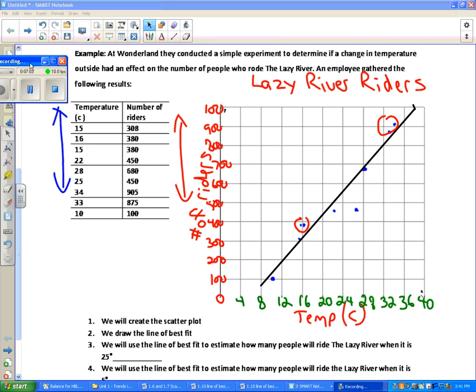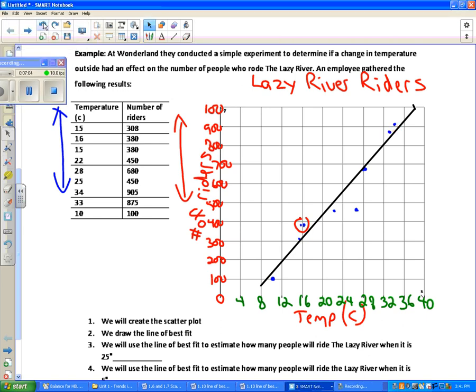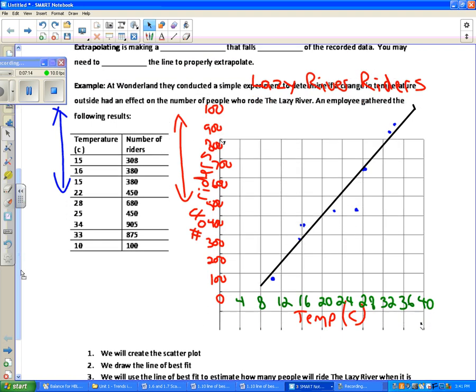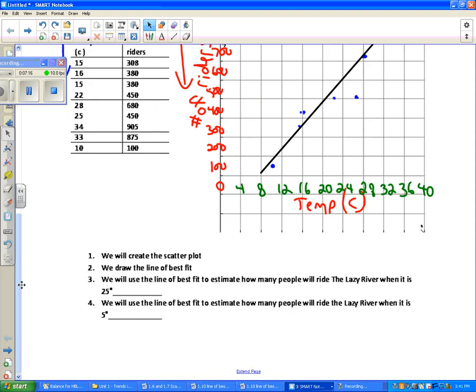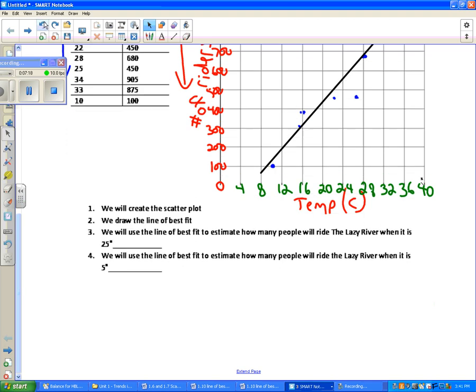Let me get rid of those little red marks for a second. One more red mark to get rid of. Well, now that we have this line, we can start to ask ourselves some questions and we can start to analyze the data. Let me see if I can move this page down. One sec.